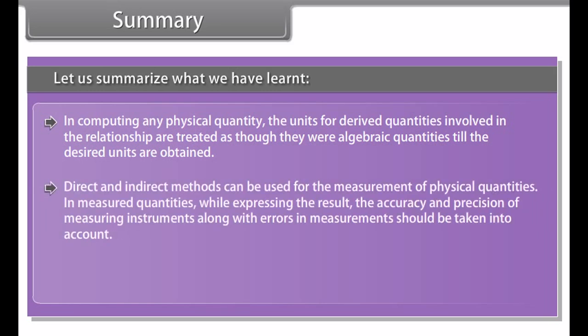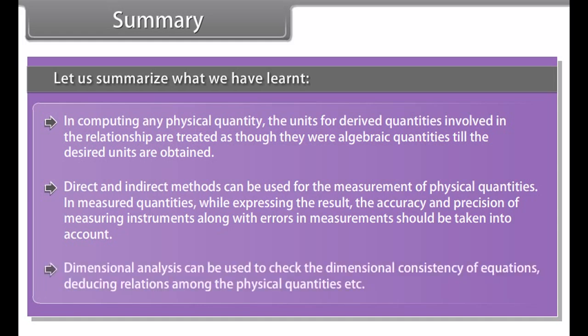Direct and indirect methods can be used for the measurement of physical quantities. In measured quantities, while expressing the result, the accuracy and precision of measuring instruments along with errors in measurement should be taken into account. Dimensional analysis can be used to check the dimensional consistency of equations, deducing relations among the physical quantities, etc.